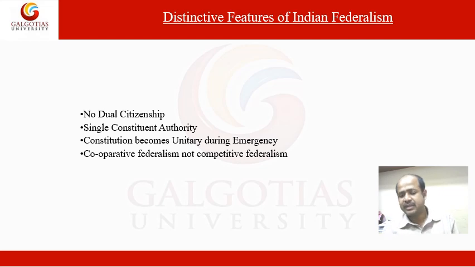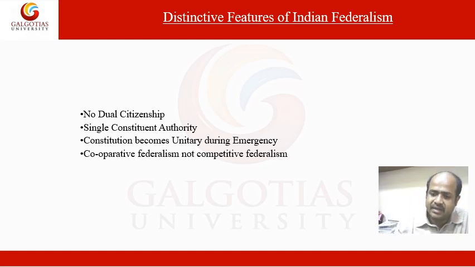What are those? Suppose, no dual citizenship. As we have seen, there are two sets of governments in the federal constitution: one is a central government, one is a state government. So generally, in a federal country, you will find there are two types of citizens: one is state citizenship, another is national citizenship. You are first a citizen of the state, and next you are a citizen of the country.